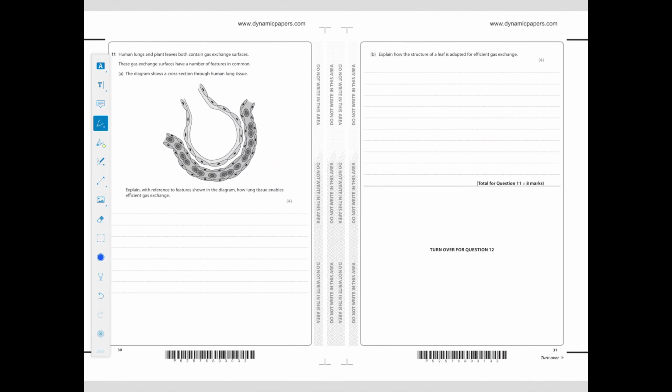Human lungs and plant leaves both contain gas exchange surfaces. These gas exchange surfaces have a number of features in common. The diagram shows a cross-section through human lung tissue. Explain with reference to features shown in the diagram how lung tissue enables efficient gas exchange. So what are we really looking at here? Well, we have an alveoli here, and we have a blood capillary here. And remember that oxygen moves into the blood and carbon dioxide leaves the blood so it can be exhaled out of our bodies. So first of all, you must mention the various parts of the gas exchange system.